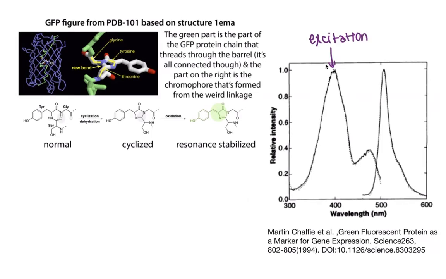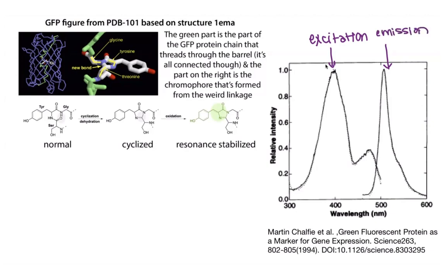Our excitation, our absorbance, same idea. Because remember that it's absorbing light and that's exciting the electrons to a higher energy level. So this is going to be our excitation. And then this one is going to have a longer wavelength. It's going to be lower energy. This is going to be our emission.